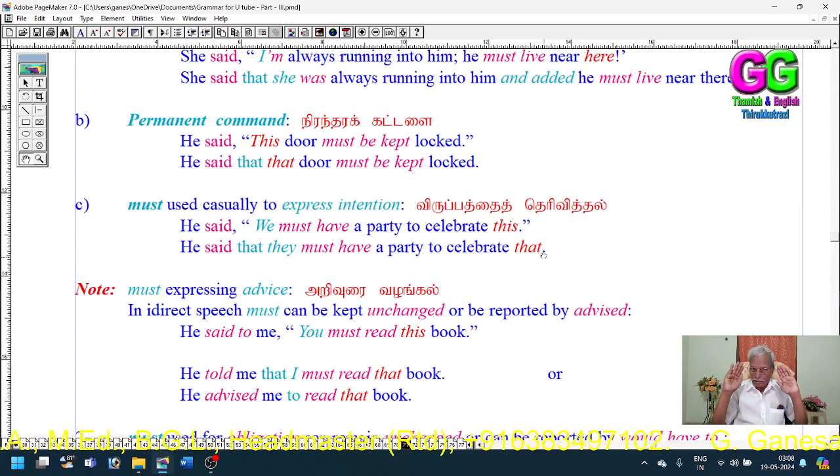He said, we must have to celebrate this. He said that they must have to celebrate. No change, must remains.